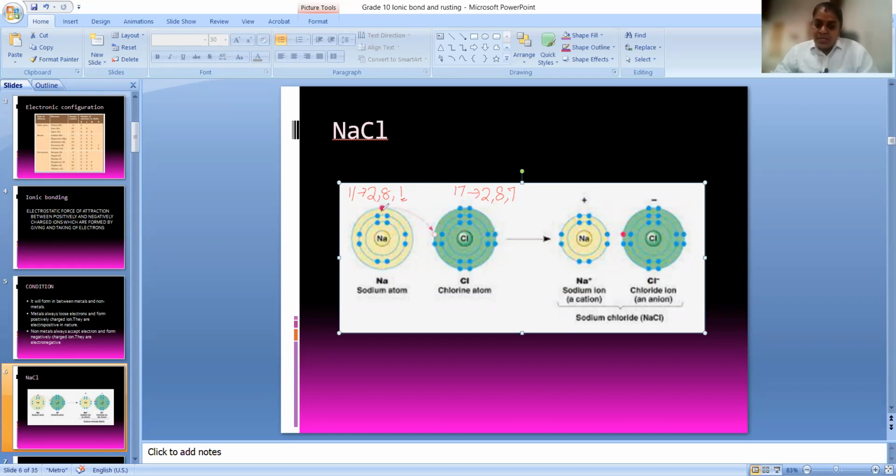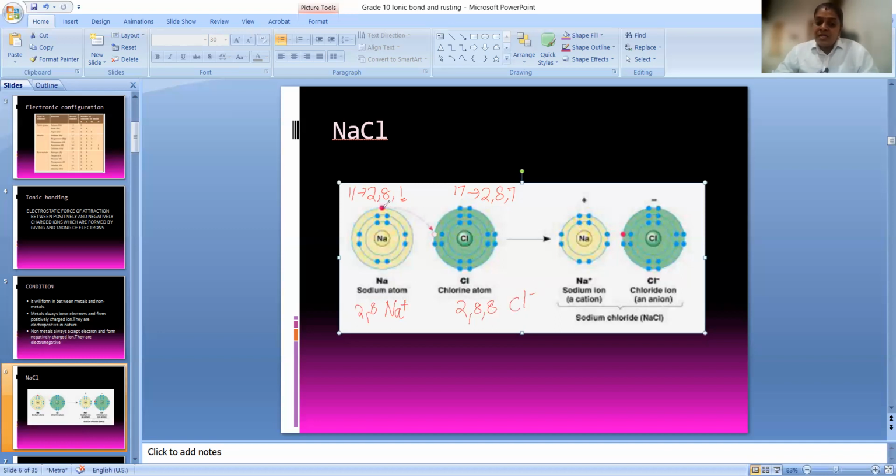So what actually is happening? The outer shell of sodium contains one electron, and this one electron will be completely transferred to chlorine. So sodium will get the noble gas configuration 2, 8, and at the same time this chlorine also will get the noble gas configuration 2, 8, 8. Understand? One change happened here: because sodium is leaving electron, it will get a positive charge. Because chlorine is gaining electron, it will get a negative charge.